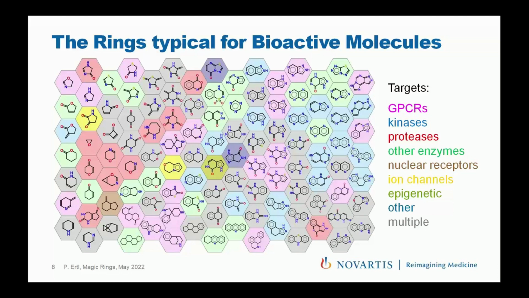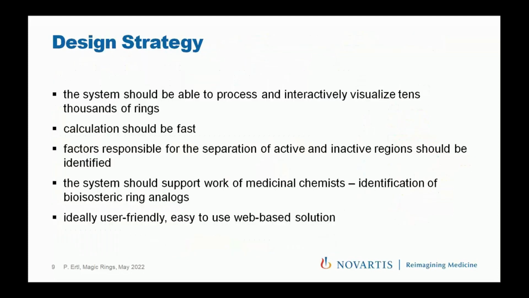But still, this is not what we want, because theoretically what we want is a system which would be interactive, not just a static picture. We need to visualize not 100 images or 100 rings as in this previous image. We want to visualize 1,000, tens of thousands of rings. And ideally, the visualization tool should be interactive to help medicinal chemists really interactively navigate in this ring chemical space. So ideally, this would be a web-based solution.